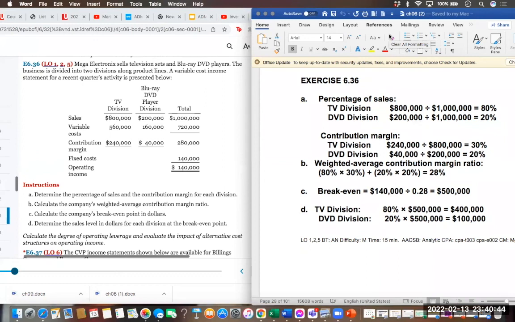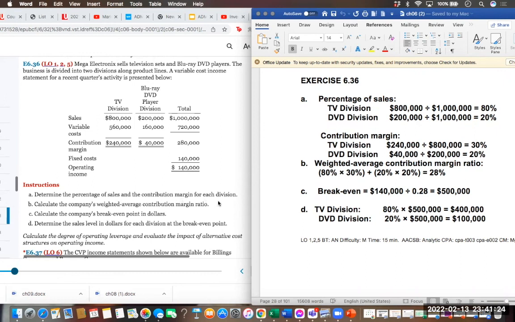So very quickly, I'm going to run you through the exercise E636. Mega Electronics sells television sets and Blu-ray DVD players. The business is divided into two divisions along product lines. A variable cost income statement for a recent quarter's activity is presented below. They gave us the contribution margin for both of the products in both product lines, total fixed costs, operating income. Determine the percentage of sales and the contribution margin for each division.